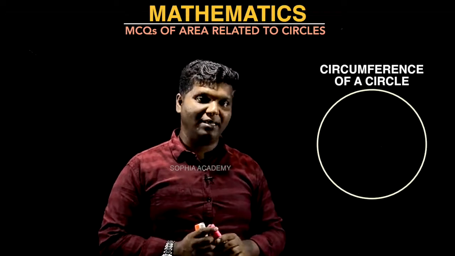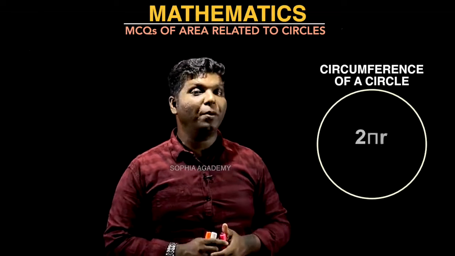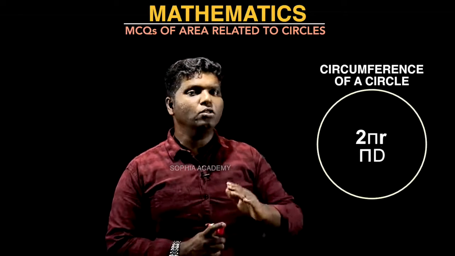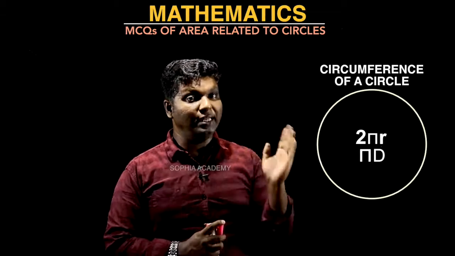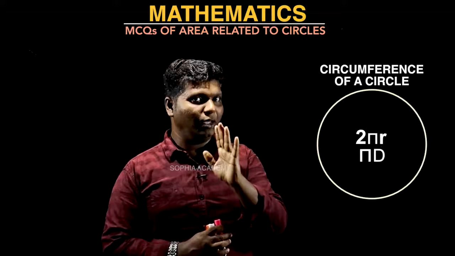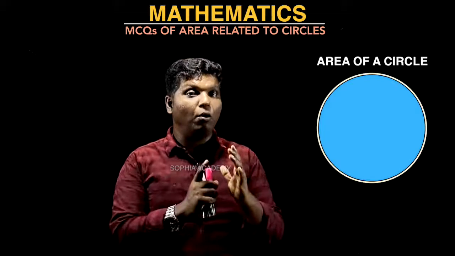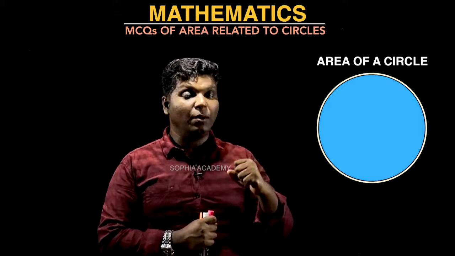So the equation to find the circumference of a circle is 2 pi r or pi d, because 2r is what we call the diameter. So we can write it as pi d or 2 pi r. Okay. Next thing, area of a circle. What is the area of a circle? Area means the total space included within the boundary of the circle, right? And that is what we call the area.